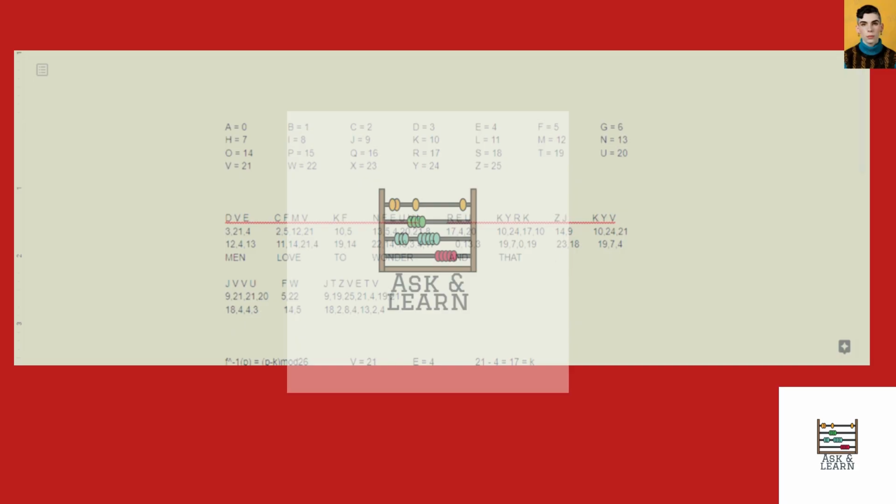23 is, pretty sure this one is incorrect, so we'll go through and double check it. Z was 25, so 25 minus 17 would be 8. This should be I.